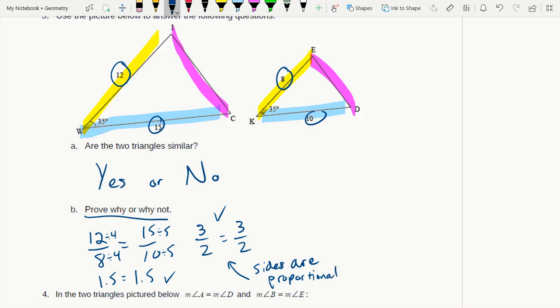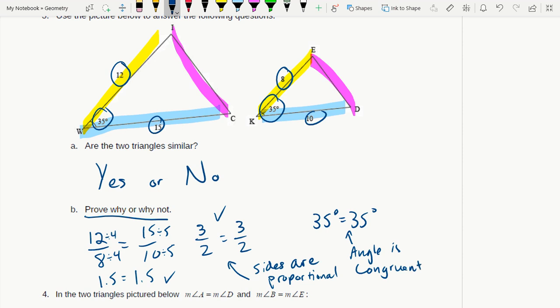Okay, well, the other thing that I see here is that I have two 35-degree angles. Now, you're supposed to prove it, so I just go ahead and write in here 35 degrees equals 35 degrees. That seems obvious, but that right there means that my angle is congruent.